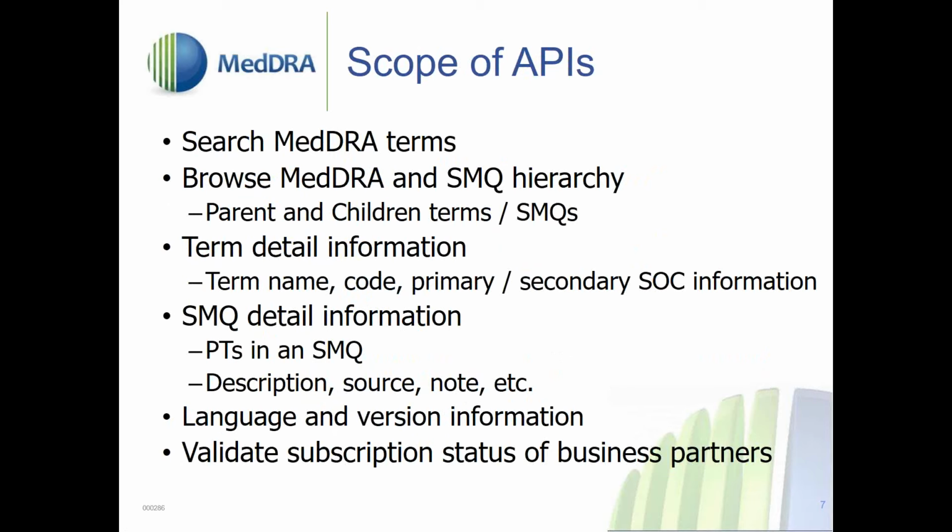You can obtain term detail information, so that includes the codes associated with terms, how those terms are linked, any SMQs associated with those terms, etc. There's also information about the SMQs. For example, if you wanted to know what PTs are in a particular SMQ, there's APIs for that. As well as the ability to obtain the detailed information about an SMQ, such as the description, source, and note for that SMQ. There are APIs that will provide the languages available in MedDRA and the various versions that have been published.